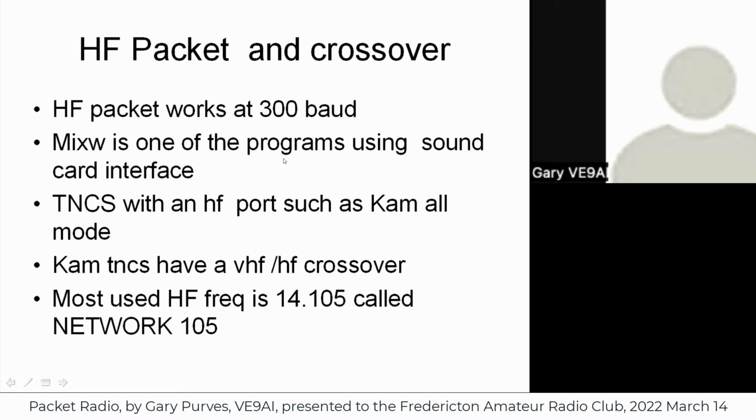TNCs with an HF port, such as a Kam all mode. Kam TNCs have what we talked about, the VHF to HF crossover. And again, the most used HF frequency is 14105, but there are other frequencies, sometimes a frequency in 80 meters, but most of the traffic on the whole network is on this frequency.